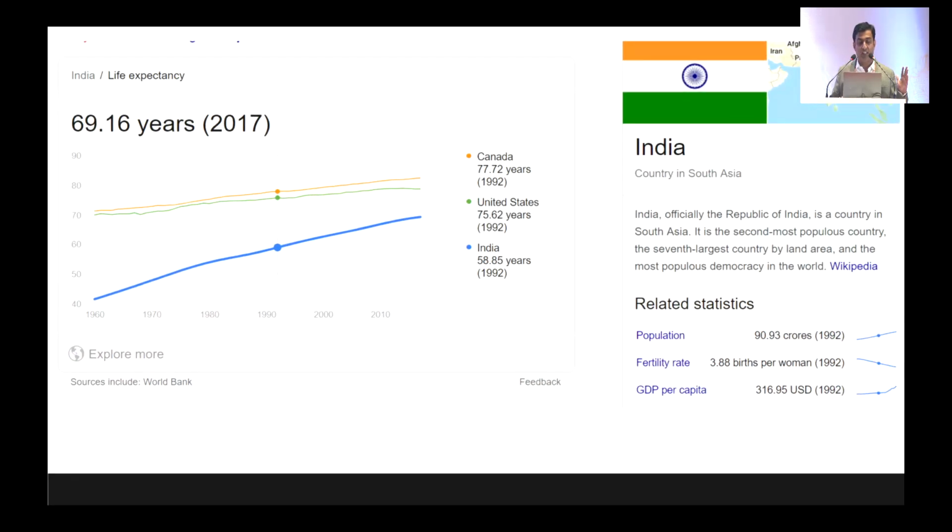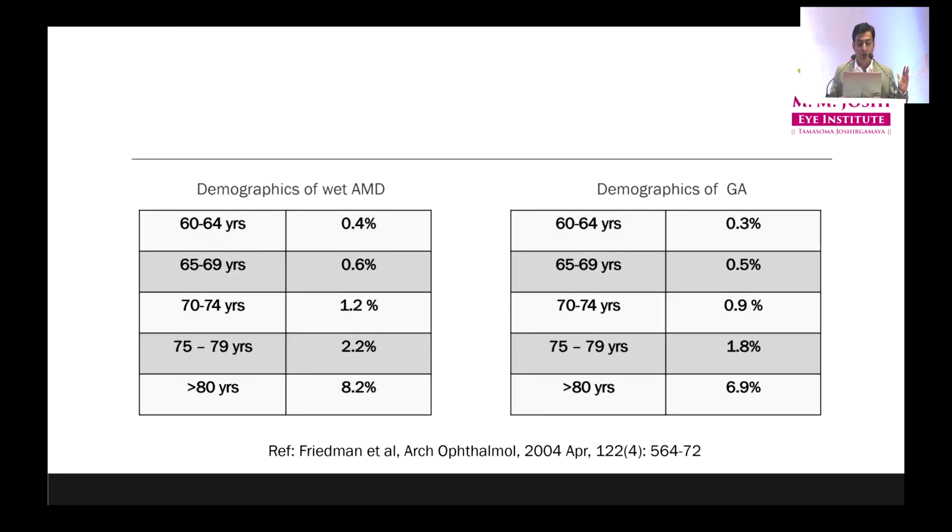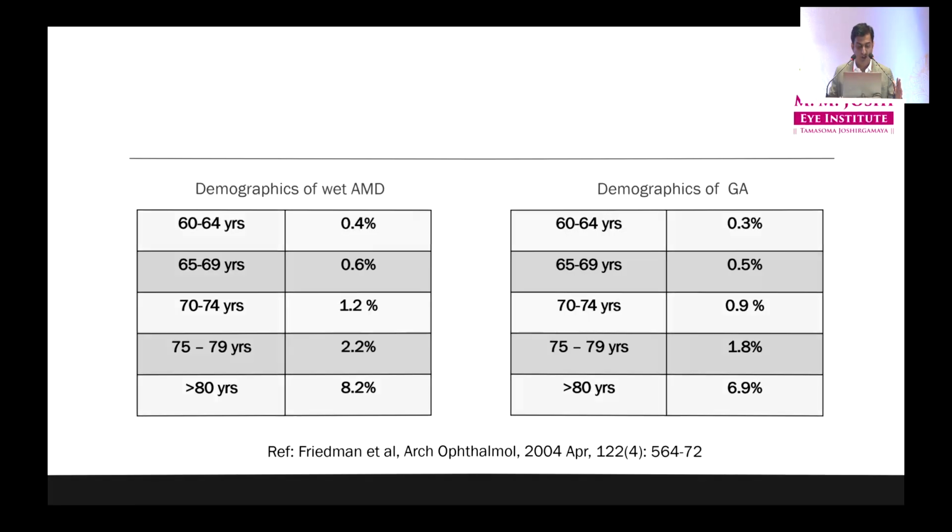Now, let's look at this slide. Why am I putting this? What is the lifespan of the people in India? Say around 69 or 70 years. Now, look at the demographics of wet AMD. Up to 75 to 80, it is reported as 2.2%, and more than 80, it is 8.2%. Let's look at the demographics of geographical atrophy: 75 to 80 is just 1.8%, and more than 80 is 7%. So the debate always arises here: why should we not implant a multifocal IOL?